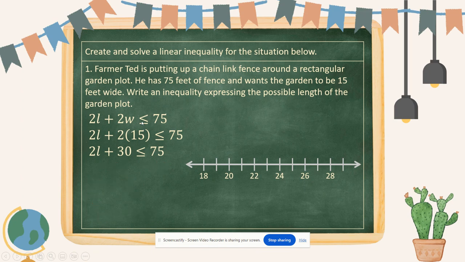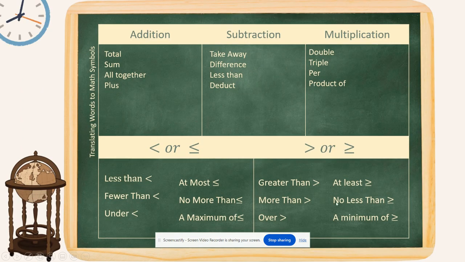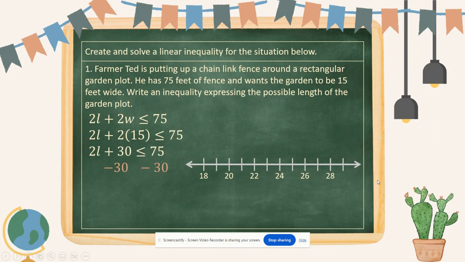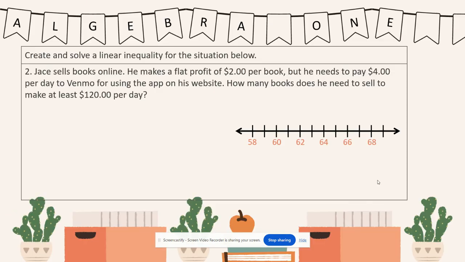Let's look at that "at least" wording. At least is going to be greater than or equal to, so we know this is a greater than or equal to problem. My setup here is he makes $2 per book. We're using B to represent the number of books he sells in a day. Minus 4, the $4 he's paying to Venmo, is greater than or equal to 120. We got that greater than or equal to from the words at least.